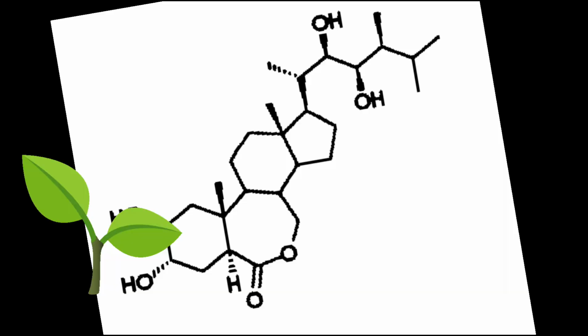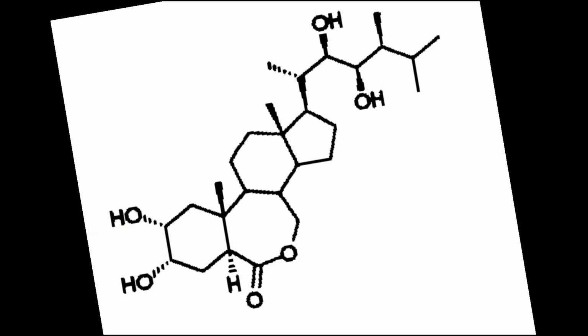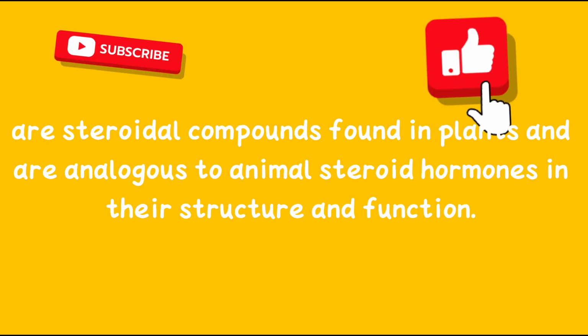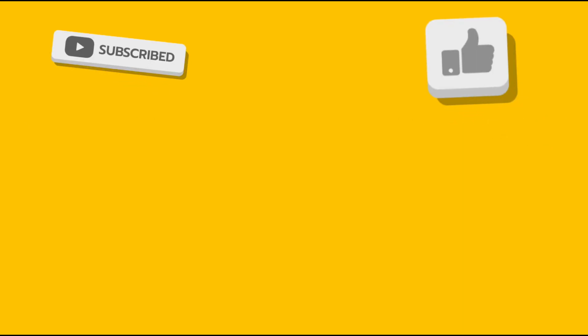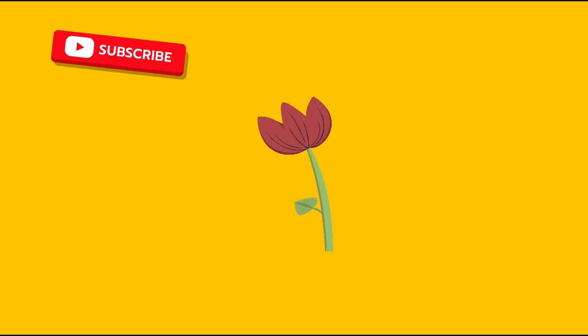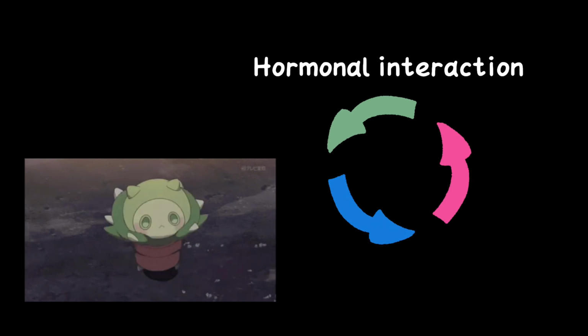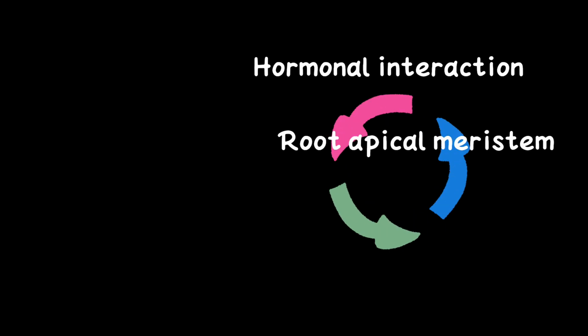So let's know about a plant hormone known as brassinosteroid. They are a class of plant hormone which are essential for various physiological processes including growth, development and stress response. These are steroidal compounds found in plants and are analogous to animal steroid hormones in their structure and function. So, the key features of these brassinosteroids are growth regulation, stress tolerance, developmental process, hormonal interaction, molecular mechanism. These are some of the key features of the brassinosteroid.